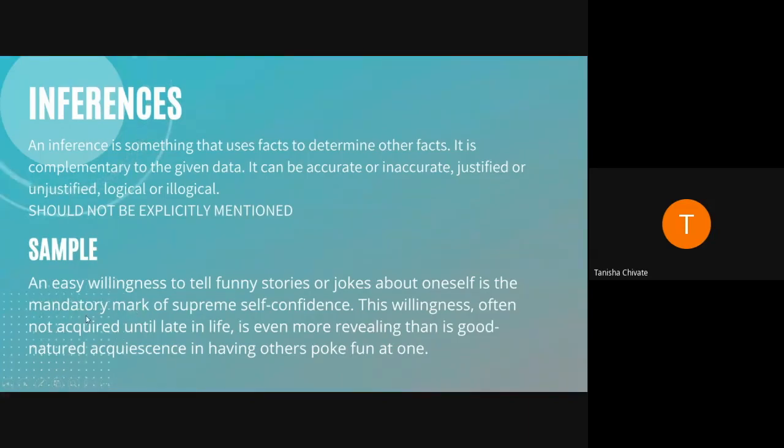Now, if you look over here, this person says that a willingness to tell funny stories about oneself is a mandatory mark of supreme self-confidence. He uses the word mandatory. So a correct inference over here would be: a person who lacks self-confidence will enjoy neither telling nor hearing funny stories about himself or herself. So someone who doesn't like to tell funny stories will not enjoy telling one, will not enjoy hearing one. That's the valid inference you can make from this passage. So I cannot say that if I am funny, I enjoy this. That's explicitly stated in the passage, and that's not a valid inference.